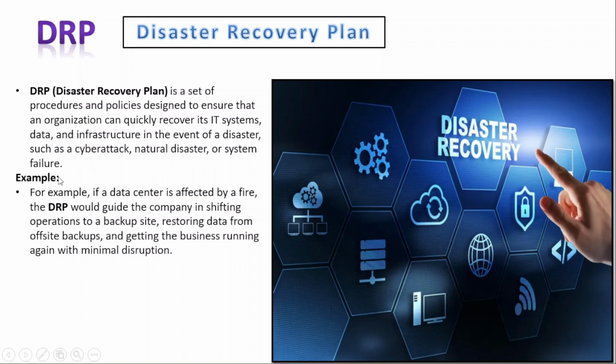disaster, or system failure. For example, if a data center is affected by a fire, the DRP would guide the company in shifting operations to a backup site, restoring data from off-site backups, and getting the business running again with minimal disruption.